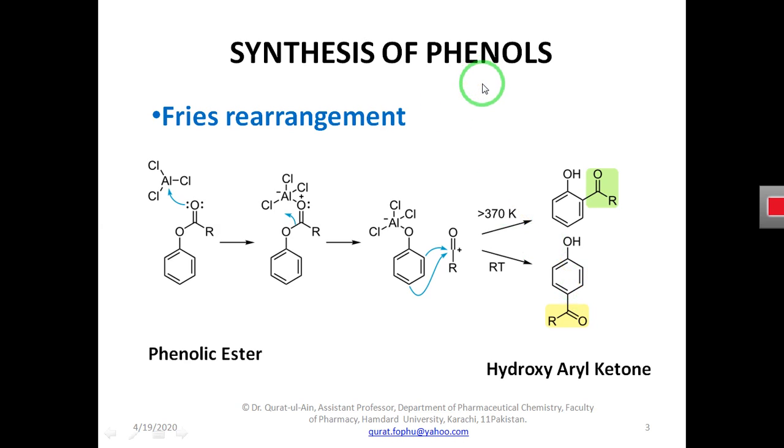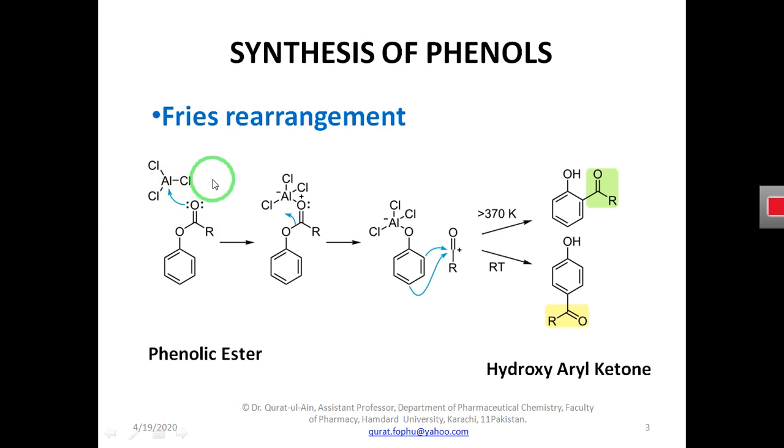So starting from synthesis of phenols, phenols could be synthesized by rearrangement of a phenolic ester in the presence of a Lewis catalyst. As a result of this reaction, we get a hydroxy aryl ketone, and this rearrangement reaction is named after a German scientist, Karl Theophil Fries, and the Lewis acid in this case is aluminum chloride.